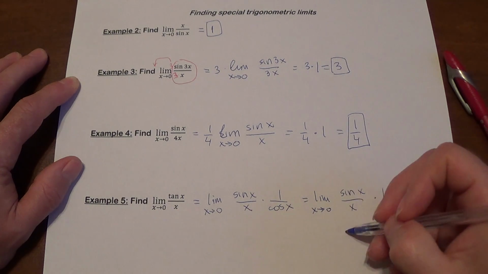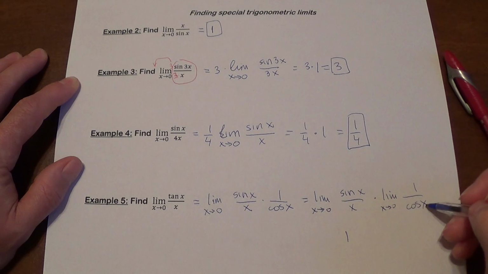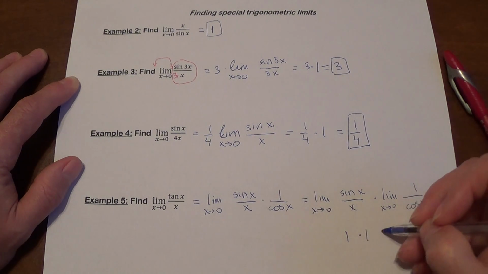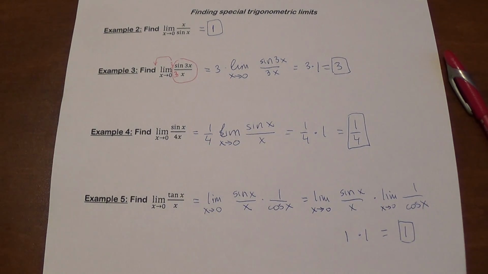And this limit is 1. As x approaches 0, cosine is 1, so 1 over 1 is 1, so 1 times 1, and it is 1. Okay, and that's how it's done. I hope this helps.